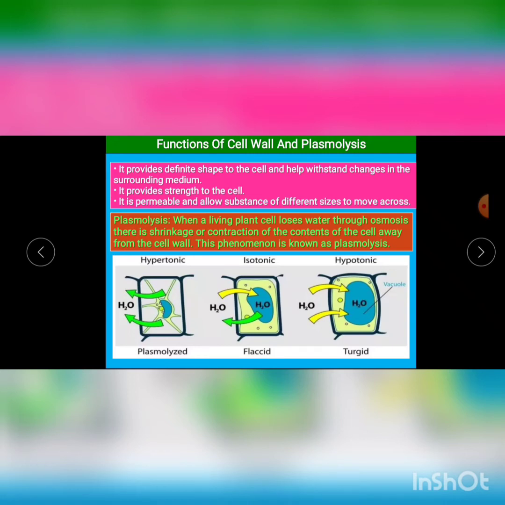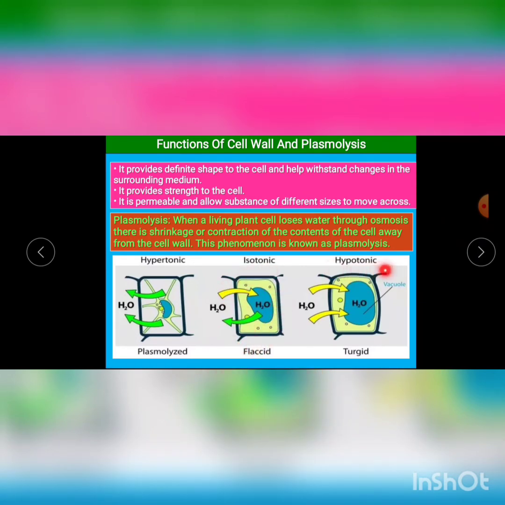Like if you take a cotton, then dip it in water, it will absorb water, and when you squeeze it, it will lose water and shrink. Like that, the same thing takes place in the cell itself. So as you can see, in the case of hypertonic solution, the cell will lose water and the shrinkage will take place. This is called plasmolysis. In the case of isotonic, no change will be there. The cell will maintain its shape and it is called flaccid.